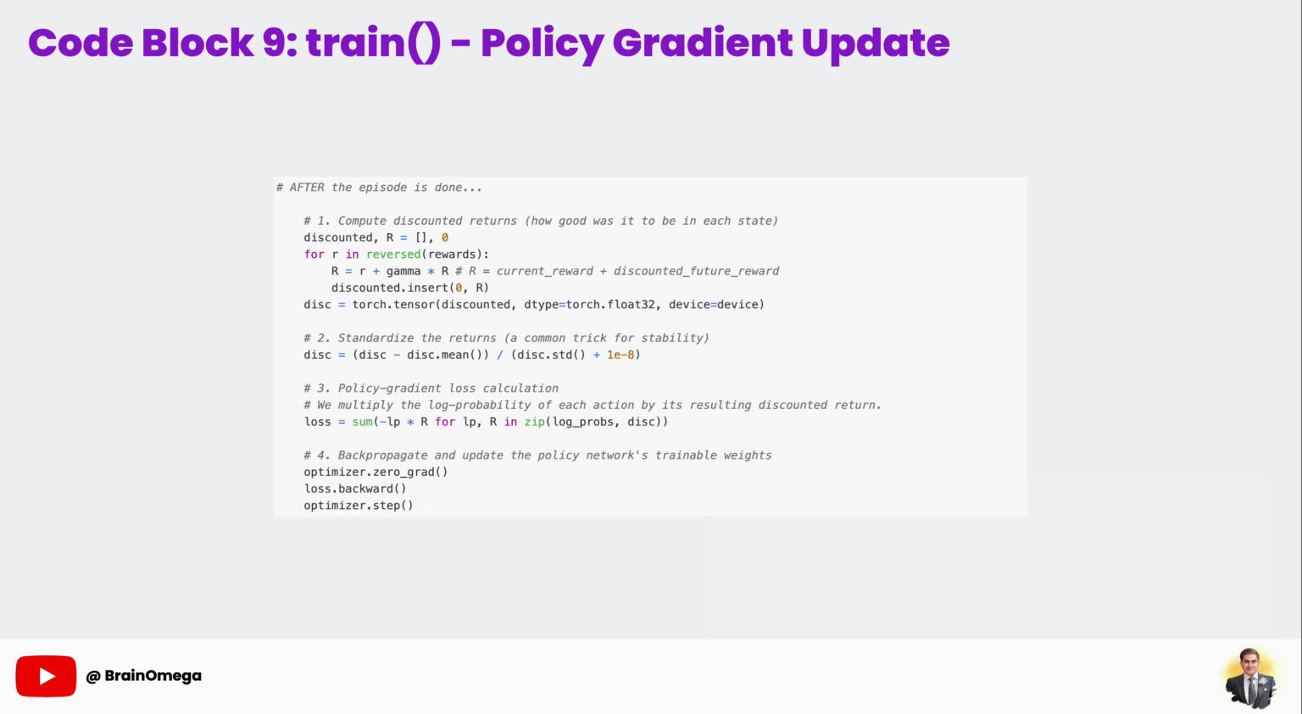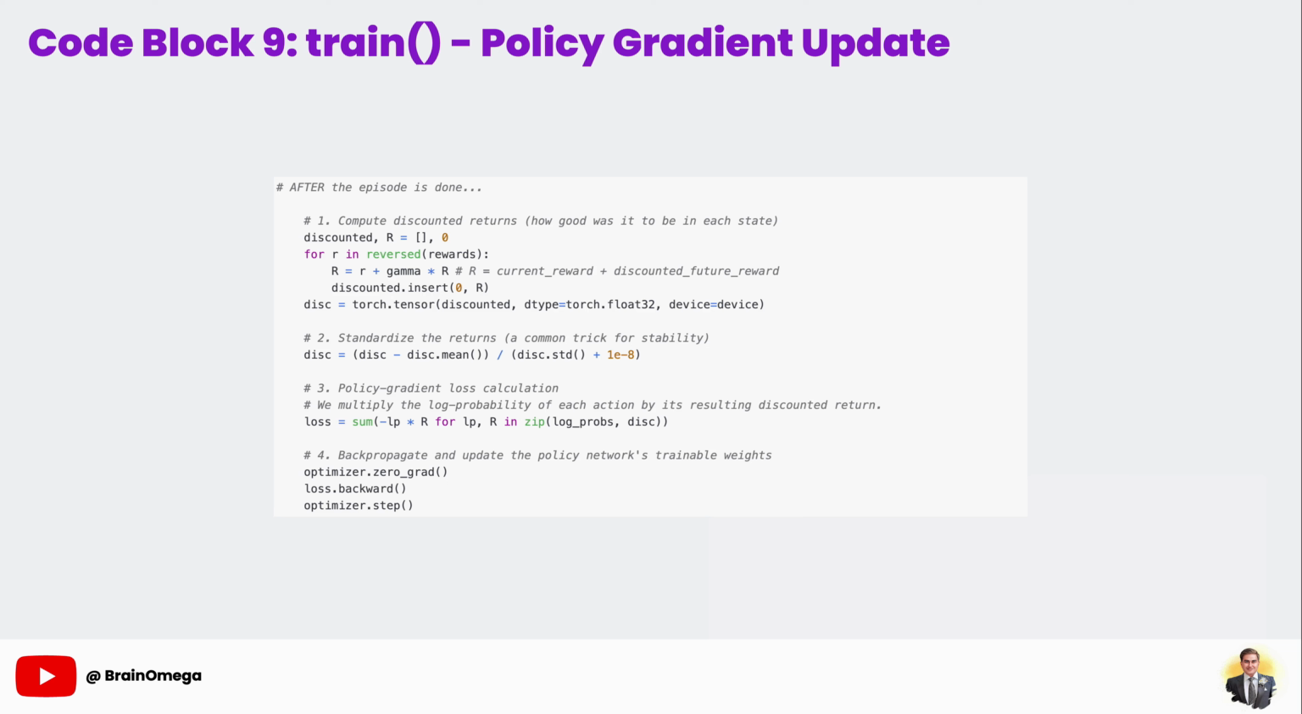Second, we standardize these returns by subtracting the mean and dividing by the standard deviation. This is a very common and effective trick in policy gradient methods that helps stabilize training. Third, we calculate our loss. The formula is simple but powerful. For each action taken, we multiply its log probability by the standardized discounted return we just calculated. The intuition is this: if an action led to a high positive return, we want to make that action more likely in the future. If it led to a low negative return, we want to make it less likely.